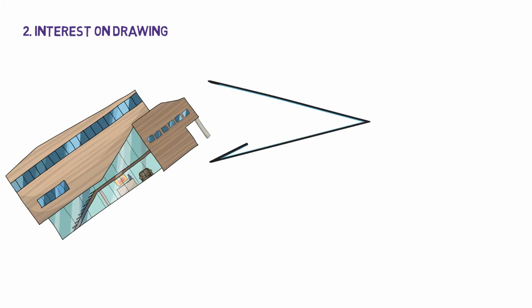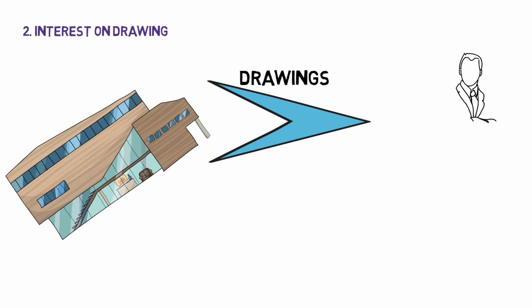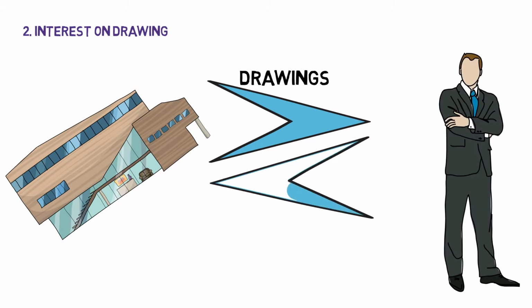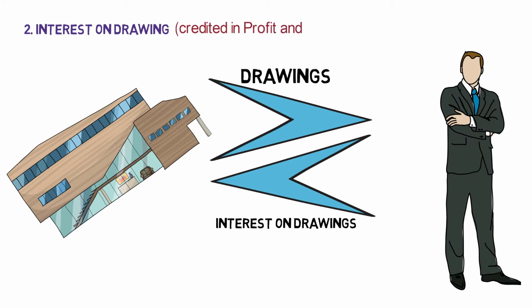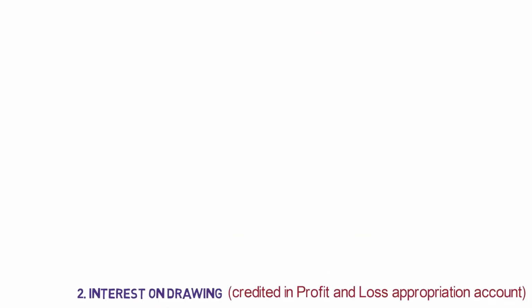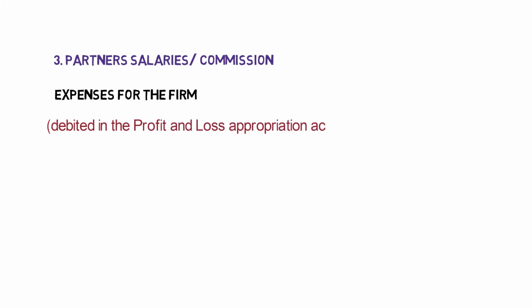Interest on drawings. When a partner makes a drawing out of capital, the partner will have to pay interest on the drawing. Since the payment is made from the partner towards the firm, it is an income for the firm. Therefore, you will credit the interest on drawings received from the partners in the profit and loss appropriation account. Partners' salaries and commission. Paying salaries and commission are expenses of the firm. Therefore, it will be debited in the profit and loss appropriation account.